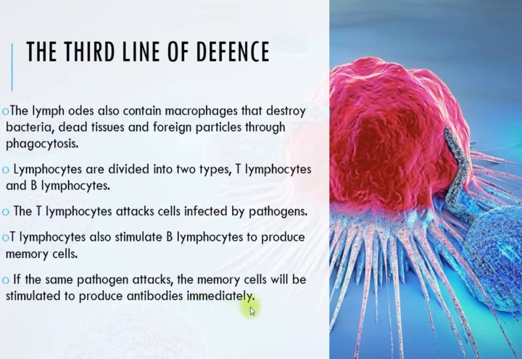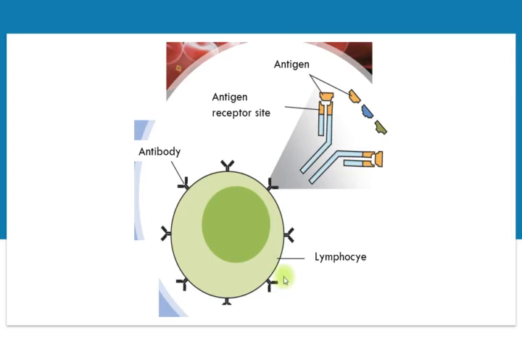That refers to the two types of lymphocyte. What are they? T lymphocyte and B lymphocyte. The T lymphocyte will attack the cells infected by the pathogen, whereas the B lymphocyte will produce the memory cells. The memory cell is very important to stimulate the production of antibodies immediately if the same pathogen attacks for the second time, third time, and for continuous infection. This is referred to as the immune response.